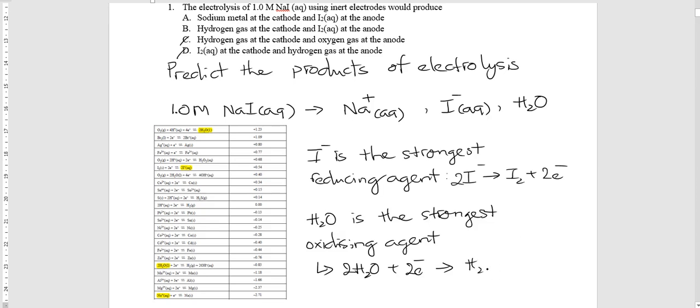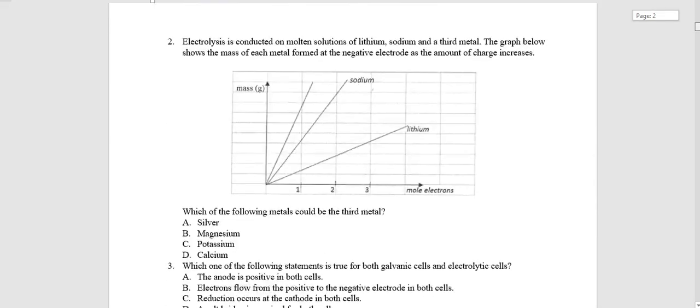That's wrong, by the way. H2 and 2OH minus. So the product at the cathode will include H2 gas and hydroxide ions, which is not in the answer, but the correct answer would be B. That's a lot of work for one multiple choice. You definitely could have just done all of that in your head and just highlighted on your electrochemical series.